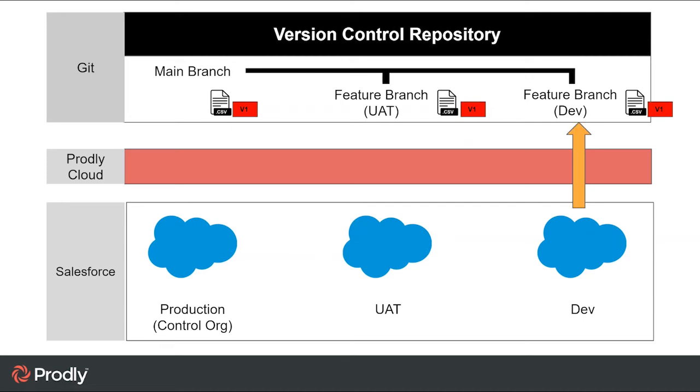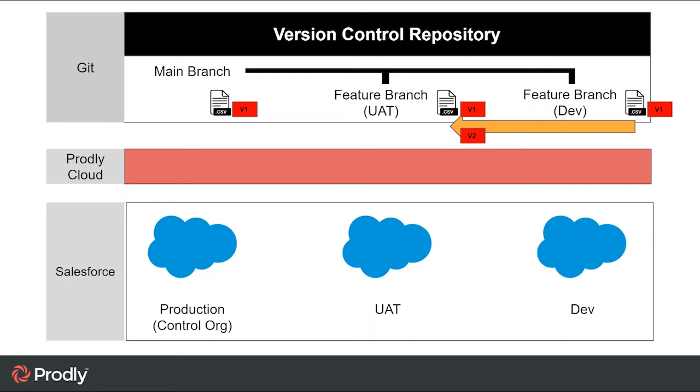After all data has been synchronized, begin to create changes to data in your Salesforce development org and update back into the Git feature branch. For example, after changes are made in your dev org, commit the changes into your dev feature branch, then promote changes from your dev branch to your UAT branch. To do this, perform a pull request within Git between feature branches, which will establish a new version for records.